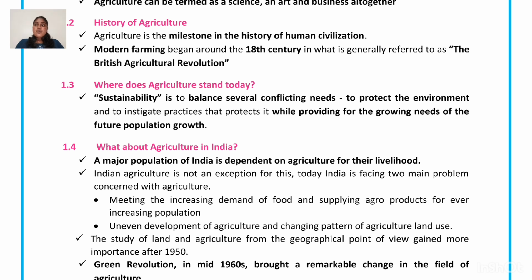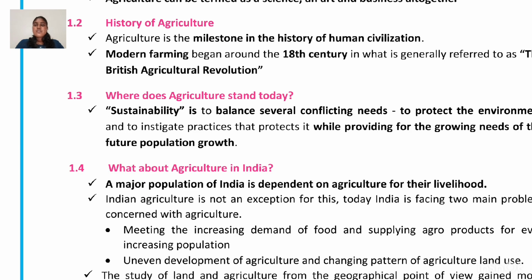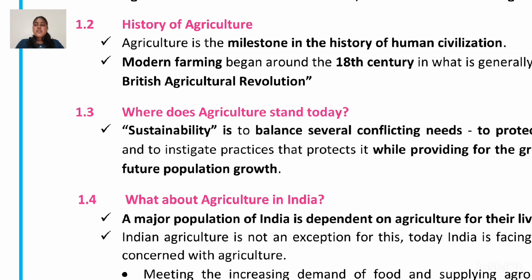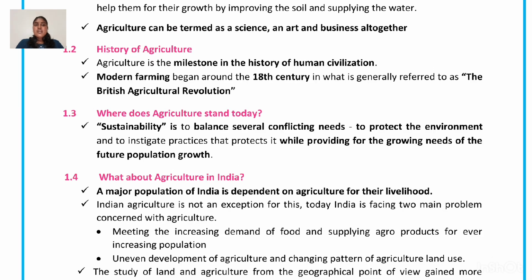If we talk about today's scenario, our country is not just self sufficient in food production, but is also in the position of exporting food grains. We are not only meeting our requirement, but also exporting food grain to other countries. Slowly we are moving to modern agriculture.